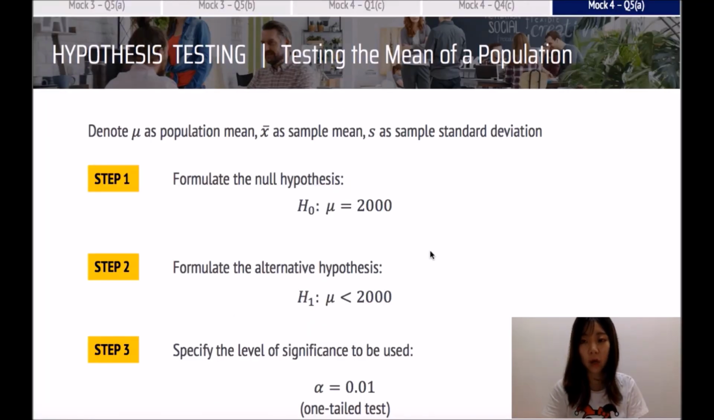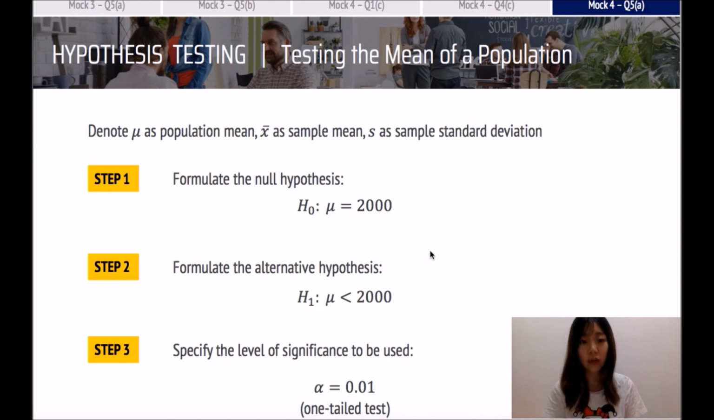And I'm going to explain mock test 4, question 5, part A. From the question, we know that the mean daily expenses per tourist in Hong Kong is at least Hong Kong dollar 2,000. To test this claim, a random sample of 100 tourists is interviewed. So it means the n in this question is 100. It asks us would you agree with the claim if the sample shows the mean daily expenses of Hong Kong dollar 1,850 with a standard deviation of Hong Kong dollar 500, and it tells us to use 1% level of significance.